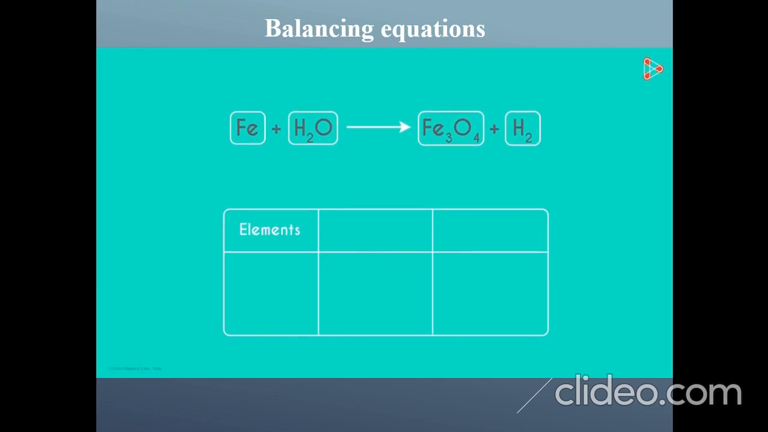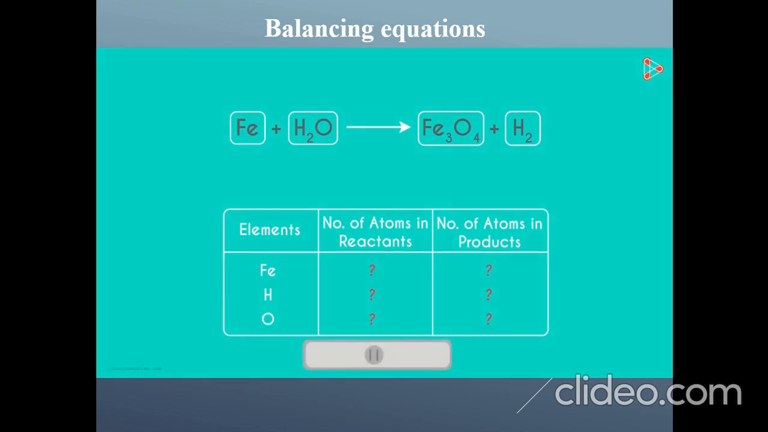In the first column, we write down the different elements involved in the reaction. And then in these two columns, we write the number of atoms each element has on each side of the equation. Why don't you try filling up this table? Which are the elements or atoms present in the equation? Iron, hydrogen, and oxygen. That's right. If you've not tried it yet, try filling up these two cells for each element. This is how the table would look.